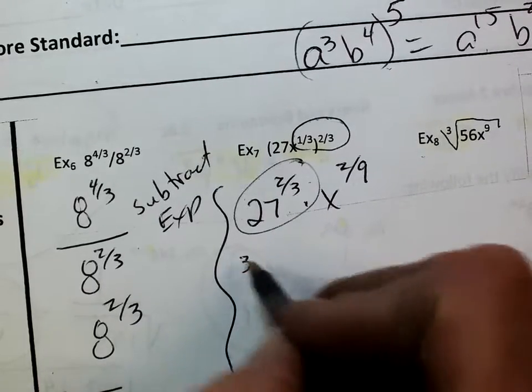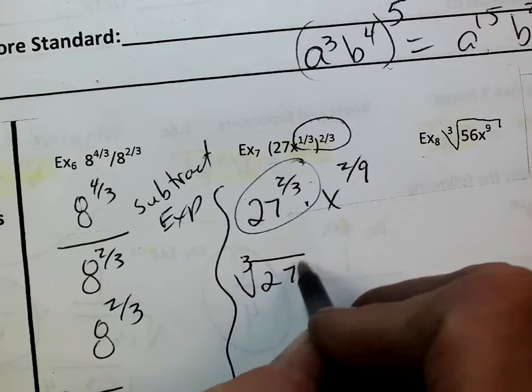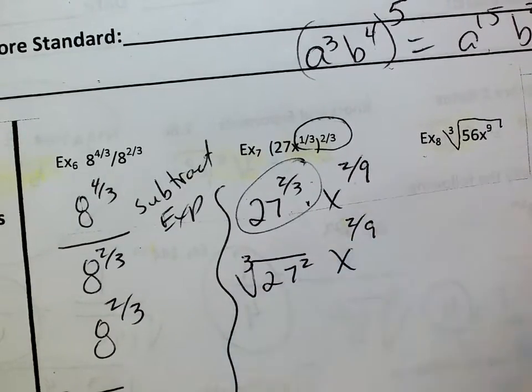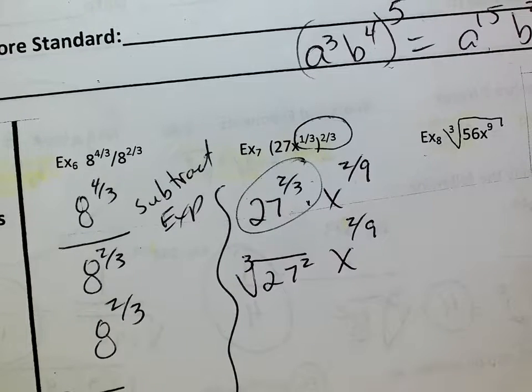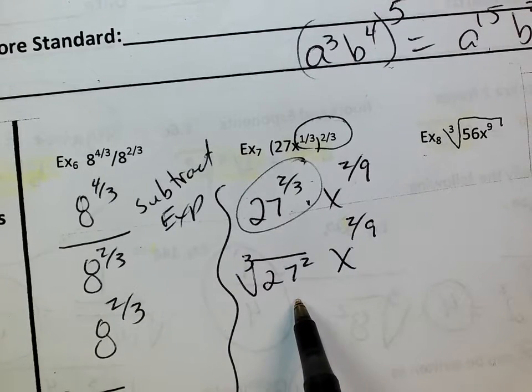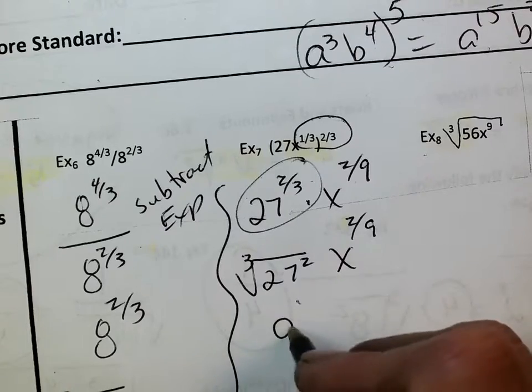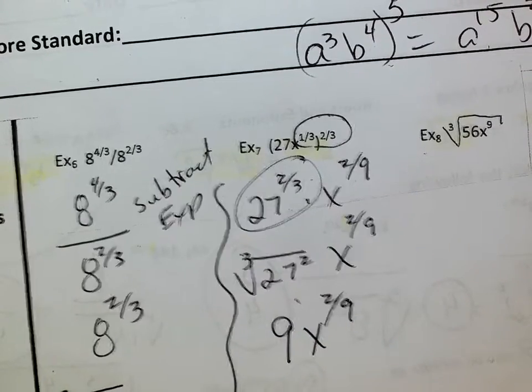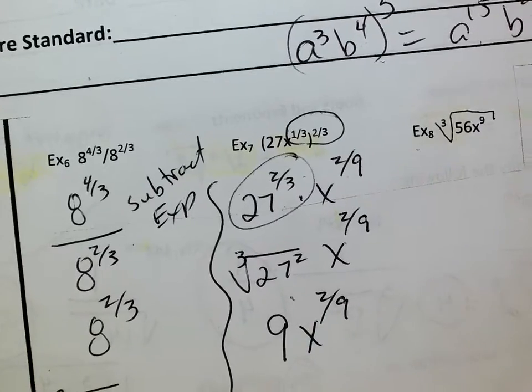I can't do anything with this one, but I think I can do something with that. That'd be the same thing as the cube root of 27 squared. X to the 2/9, I just have to leave it as x to the 2/9. I can't do anything with that, right? Cube root of 27 is 3. 3 squared is 9. And that's all I can do. I mean, 2/9 is 2/9. I can't do anything with it.